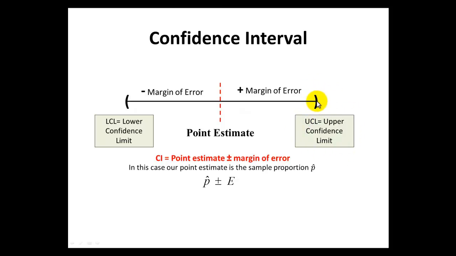You can see we're going to reach out to the right, as far as this value here, which we call the upper confidence limit. I'm going to go to the left as far as this value, which is called the lower confidence limit. So a confidence interval is essentially a point estimate, that one number you get from your survey, plus or minus the margin of error. We can even write it in more symbolic terms: p-hat plus or minus E, E for margin of error.